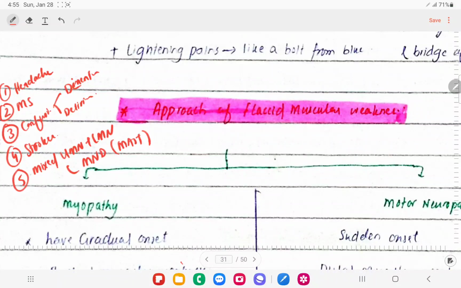Bismillahirrahmanirrahim. So our next topic is the approach to the patient with flaccid muscular weakness. Let's talk about this.